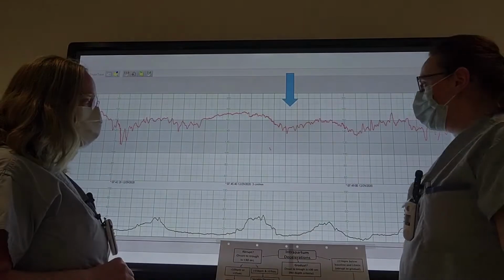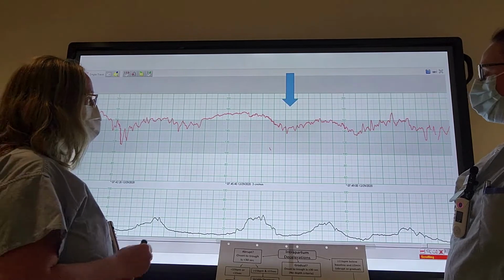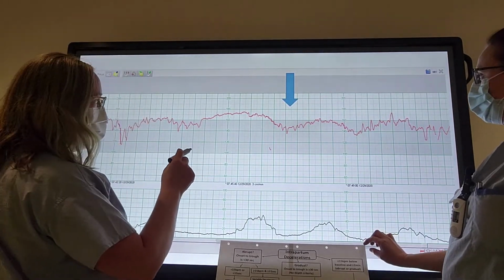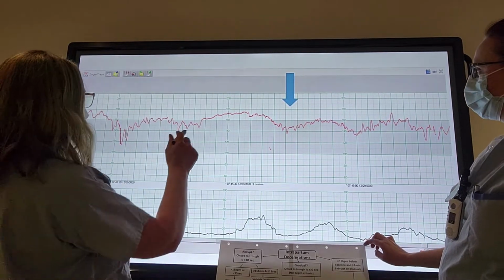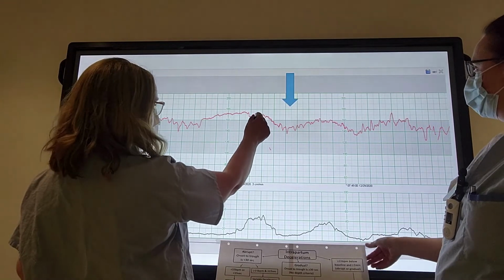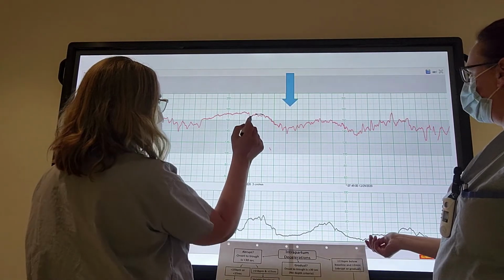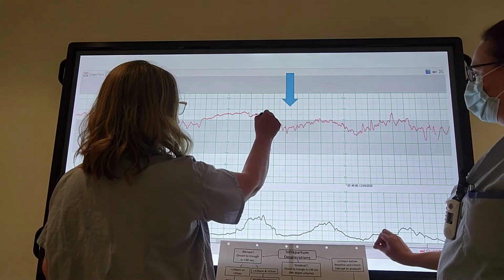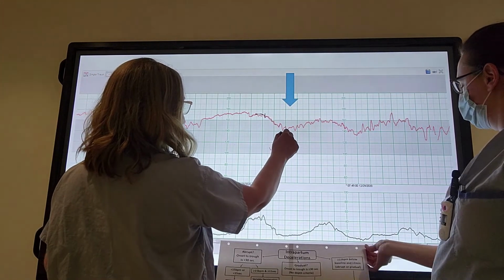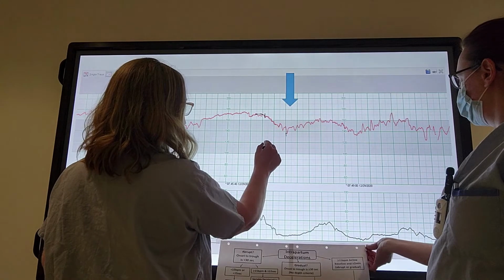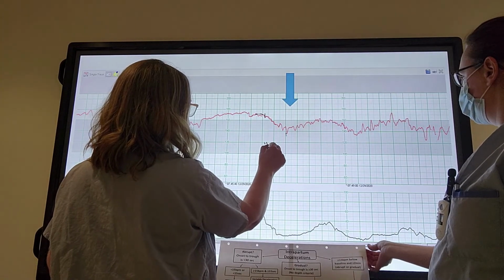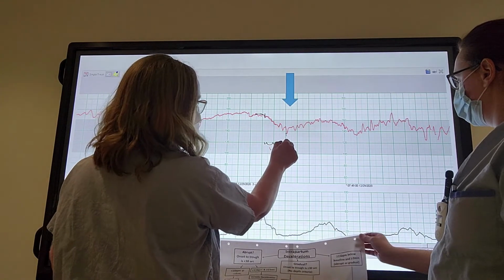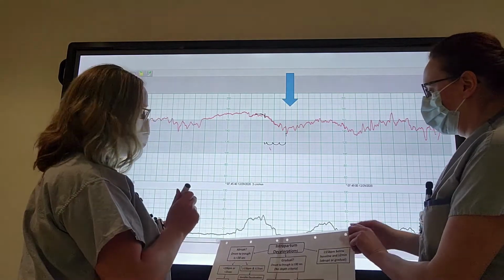Let's take a look at one more decel. So find the baseline. Are we saying 170? Yeah. Where does it leave the baseline? There. Here. Where does it trough? Here. So how many seconds does it take to reach the trough? 10, 20, about 35. 35 seconds.